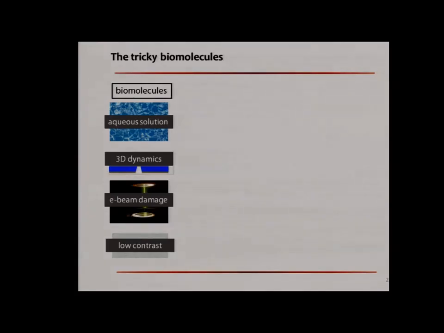But biomolecules are much trickier when it comes to TEM imaging than nanocrystals. Biomolecules are usually in an aqueous buffer solution, much more evaporative than the organic solvent we used earlier. We want to see the 3D dynamics of biomolecules, which means we want to minimize the interaction between the sample and our substrate. So for these two requirements, I did a quick check.